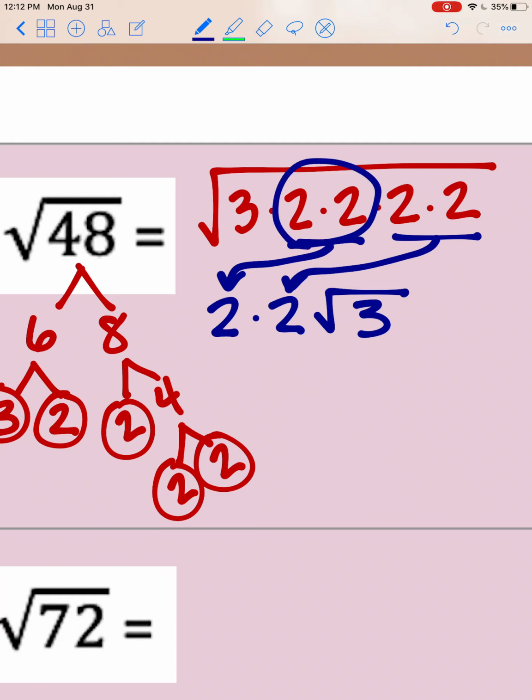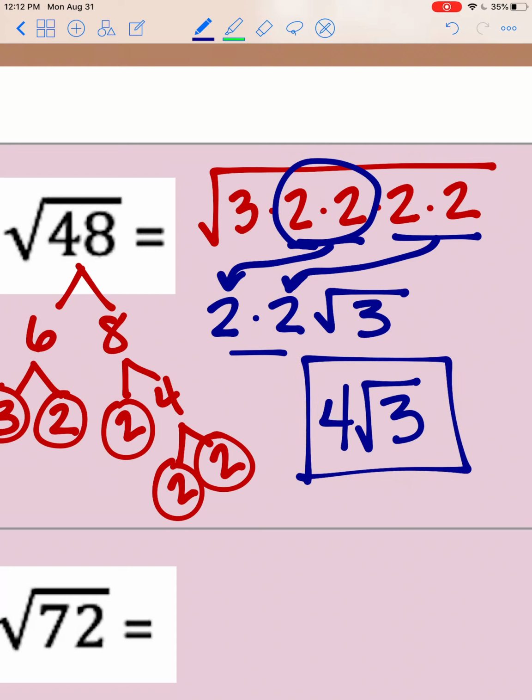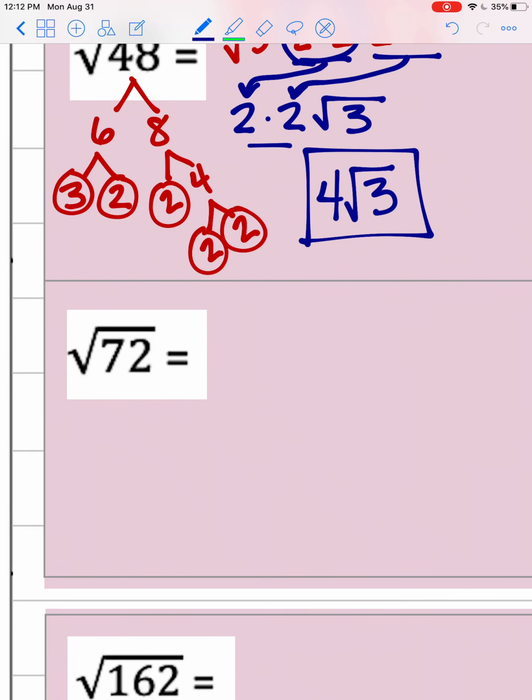Because 2 times 2, if you think of it like this, 2 times 2 is 4, the square root of 4 is 2. That's why you're only bringing one 2 out and not both of them, because you are still square rooting. Now I can combine what's on the outside and say 4 square root of 3. And that is the square root of 48 simplified or reduced. Okay, let's go to the next one.